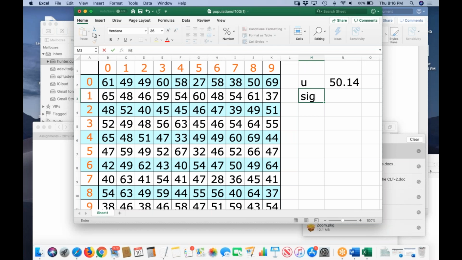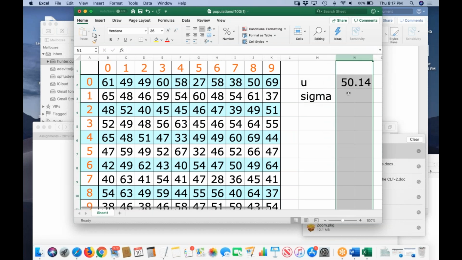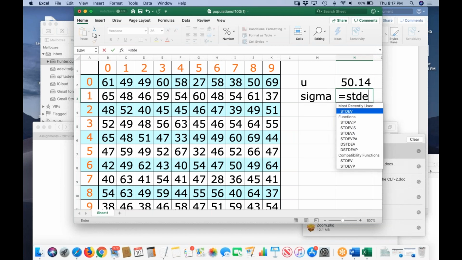Okay, in this case, since it's a population, I'm going to call it sigma. It's everybody in the population. So I'm going to call it sigma. You can see the mean, which is a little bit different than 50. So how do I calculate that? That's going to be equal to the standard deviation of the entire population.